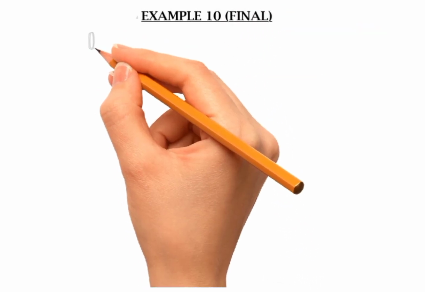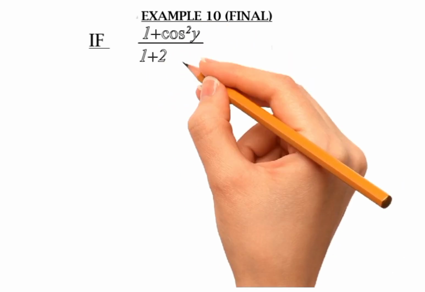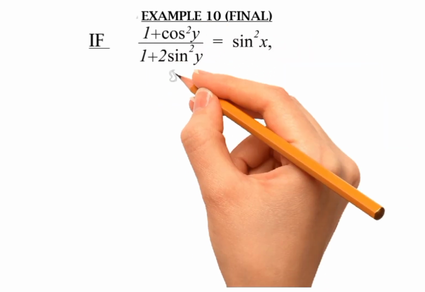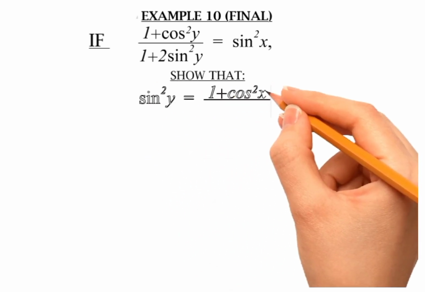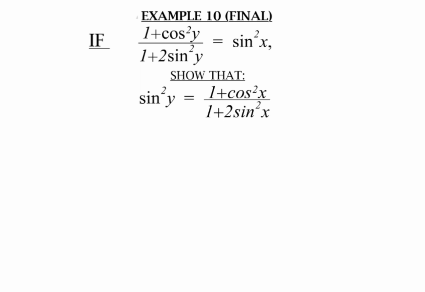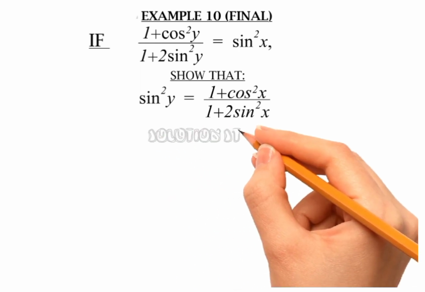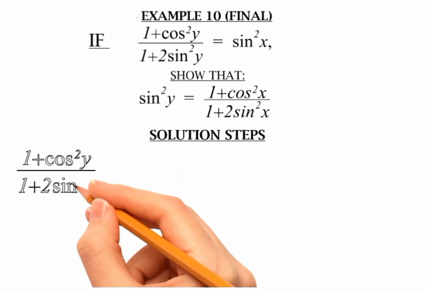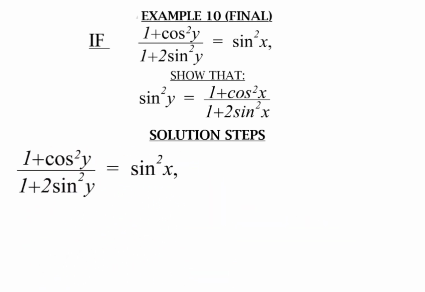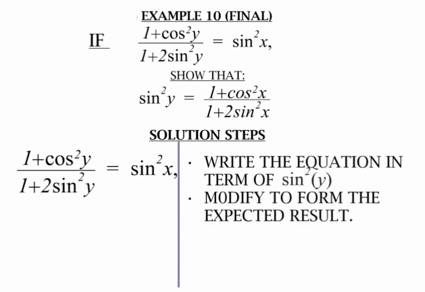Example 10, the last example in this lecture. If 1 plus cos square y over 1 plus 2 sin square y is equal to sin square x, show that sin square y is equal to 1 plus cos square x over 1 plus 2 sin square x. By starting from the first equation, we only need to undergo two steps. The first is to make sin square x the subject of relation. The second is to modify your result to get the desired result. Let's start the process.